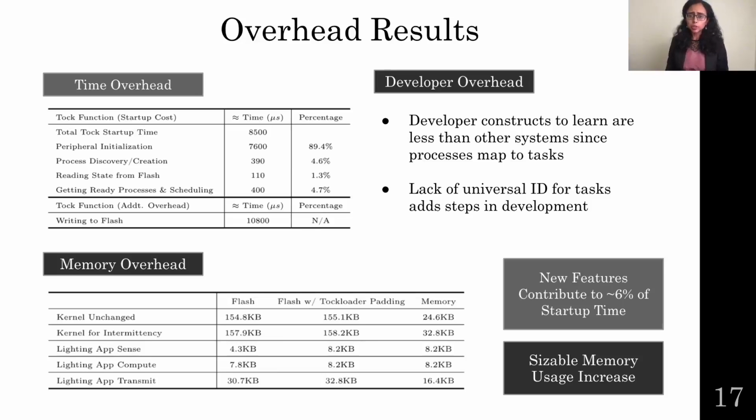In terms of developer overhead, there's potentially one less construct to learn, because processes map to tasks, but otherwise it's pretty comparable. The other thing is that there's a lack of universal IDs that the kernel and the developer understand. Basically, there's a Tock utility that assigns an ID, so that can be a little bit cumbersome. But I think there are places moving forward to optimize, and this is an interesting result.